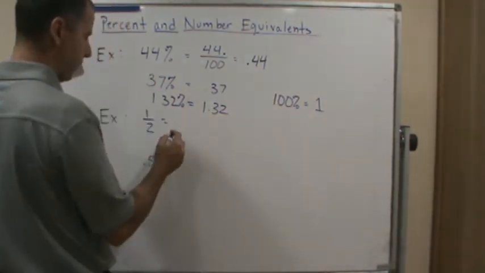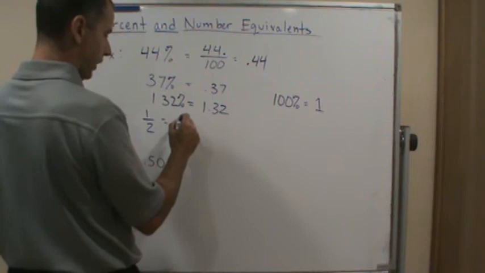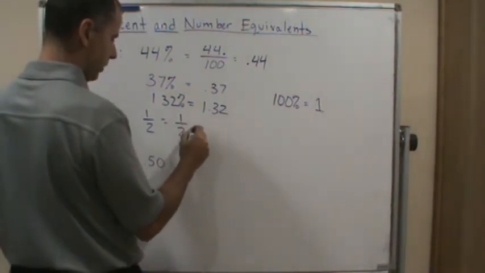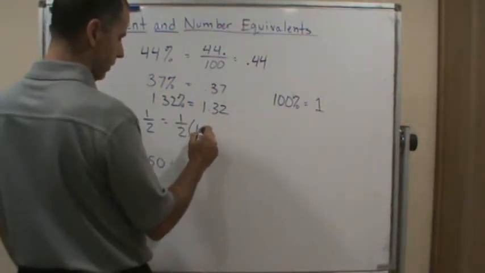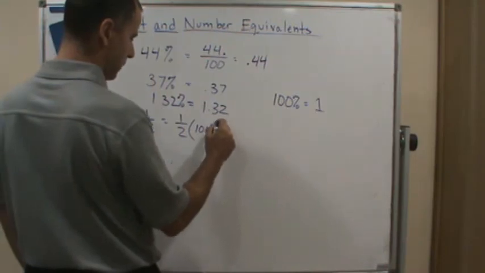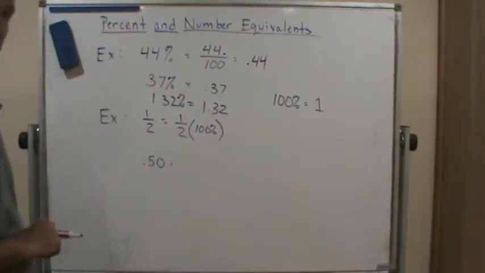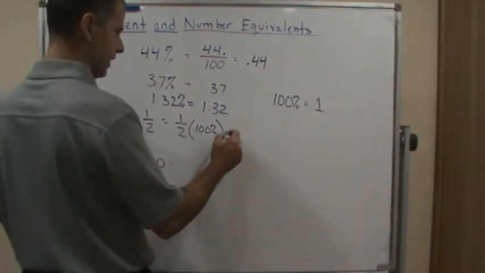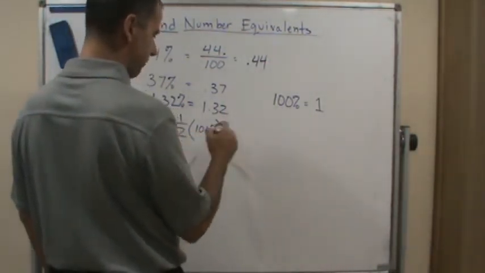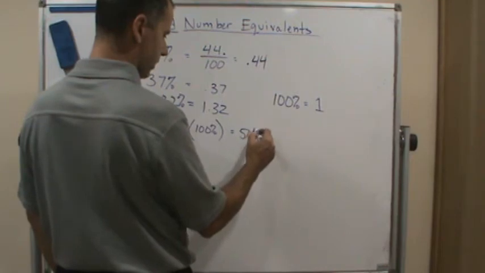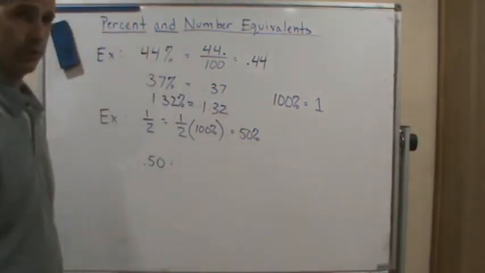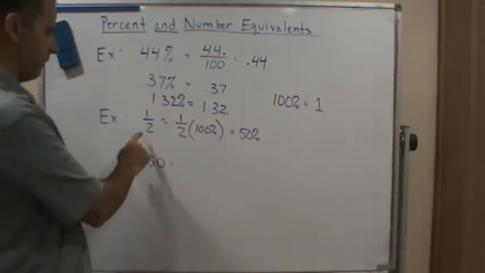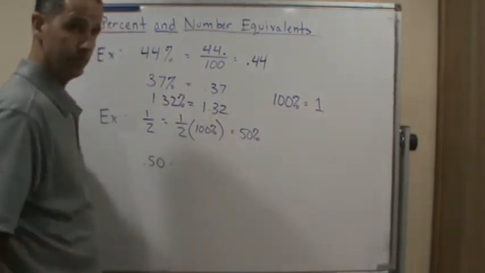How am I going to multiply by 1? This is going to equal 1/2 of 100%, which is the same as 1. So what is this going to equal? It's going to equal half of 100%, which is 50%. So 1/2 is the same as 50%.